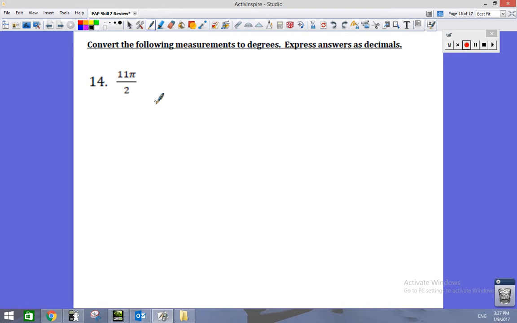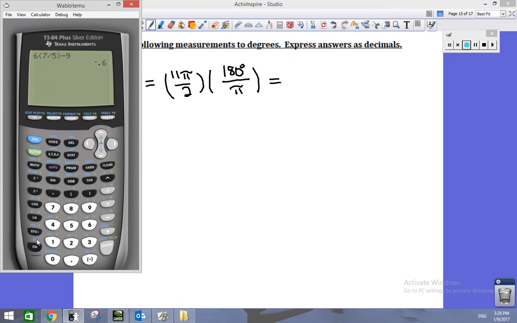11 pi over 2. Now, that's bigger than 8 pi over 2. That's more than one revolution. Let's see what we have here. Let's take 11 pi over 2 to convert it to degrees and multiply this by 180 degrees divided by pi radians. And half of 180 is 90, but 11 times 90, I'm not sure what that is.